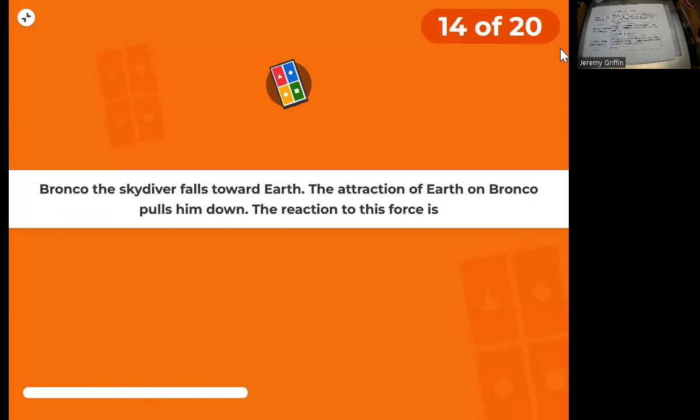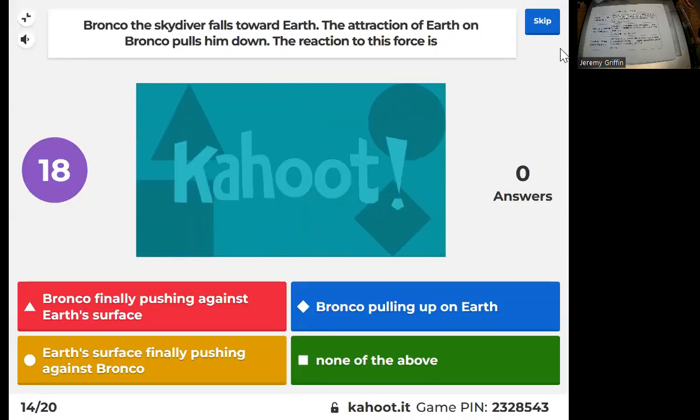Bronco, a skydiver, falls toward Earth. The attraction of Earth on Bronco pulls him down. What's the reaction force? The Earth is pulling on Bronco.